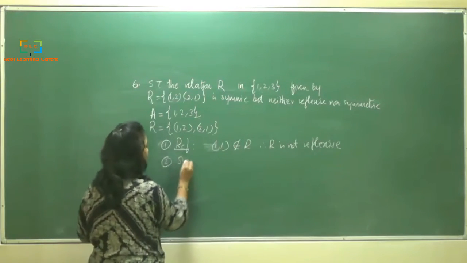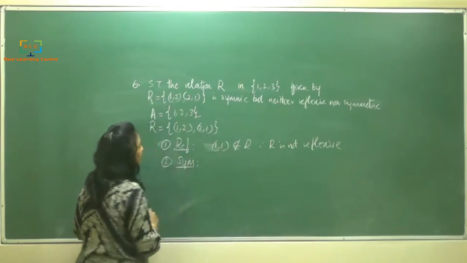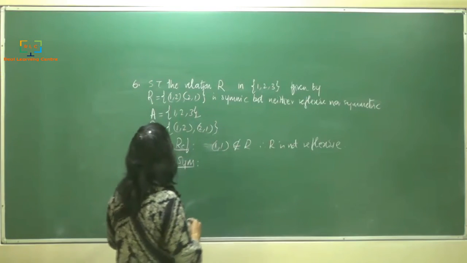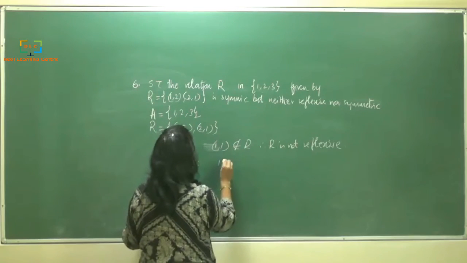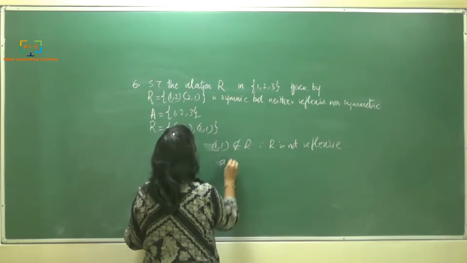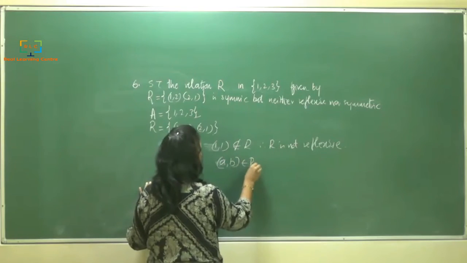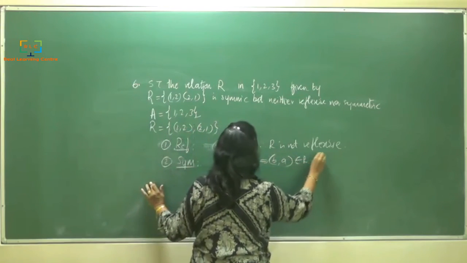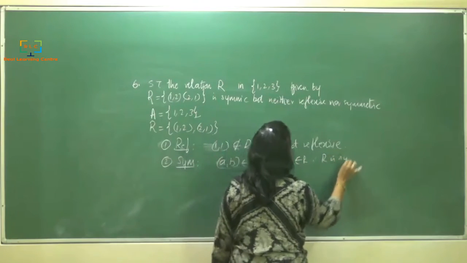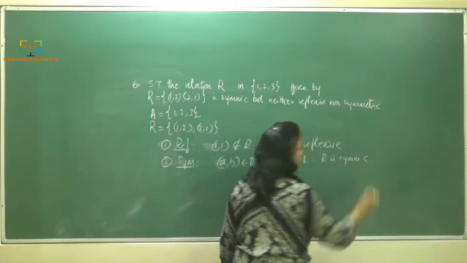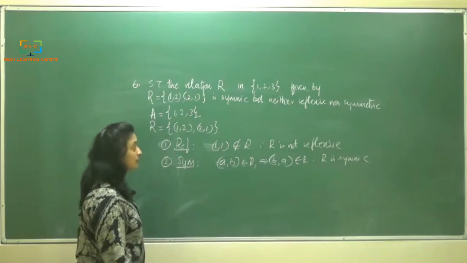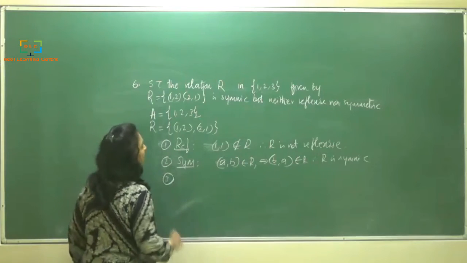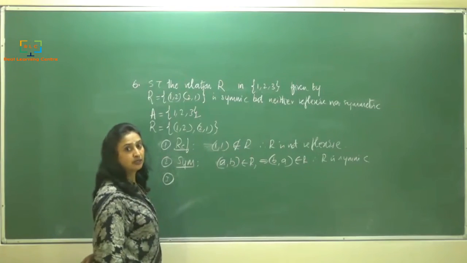Second, what about symmetric? For symmetric, (1, 2), (2, 1). Okay, for (a, b) belonging to R, this implies (b, a) belongs to R. Therefore, R is symmetric. Yes, we have to show it is symmetric. It is symmetric. Third, then we have to tell it is not transitive.